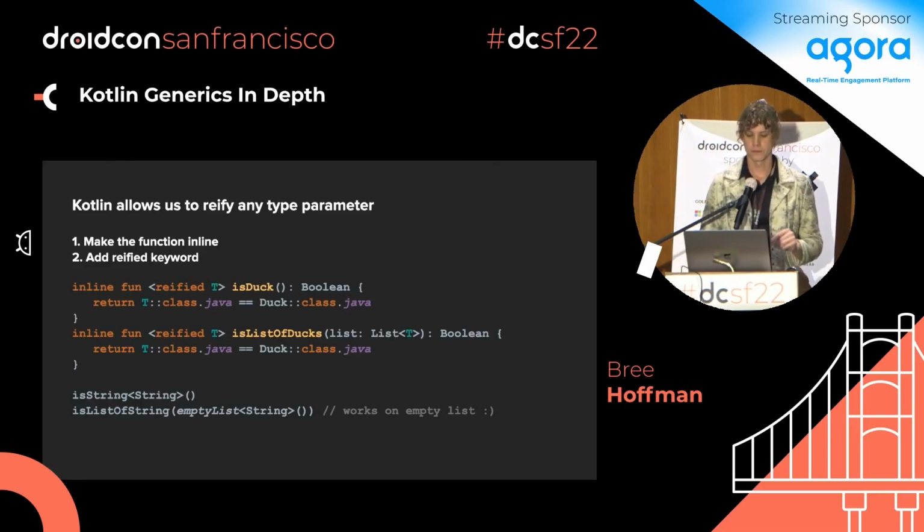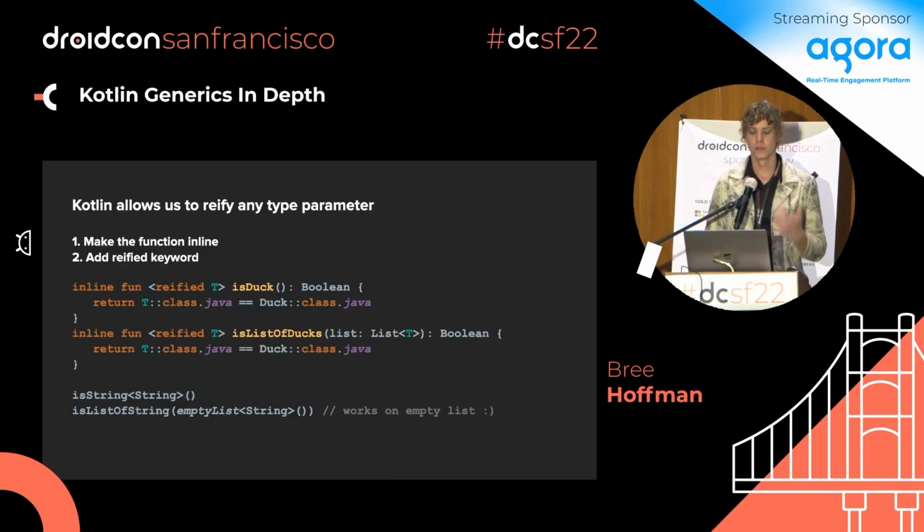So we add the reified keyword to T here, and then we can call class.java on this type parameter T, compare it to a Duck, and we will see that in this case, well, I've put String down at the bottom, but that would be false, and so would the empty list.